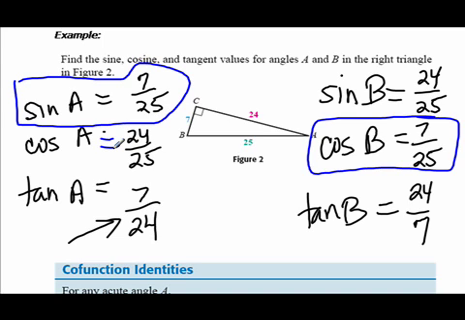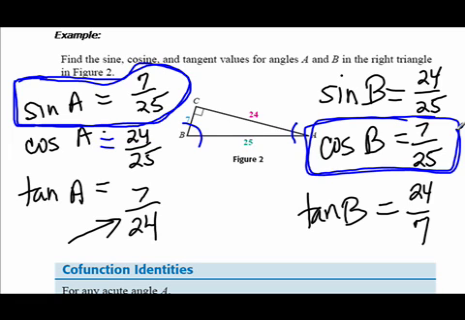What relationship do angle A and angle B have with one another? What's true about A and B, those 2 angles? They have to equal 90, which makes them complementary angles. So the next property that you've just discovered is that the sine of an angle is equal to the cosine of its complement. That's the relationship between sine and cosine, and it's also the relationship between tangent and cotangent. So we call this relationship the cofunction identity.